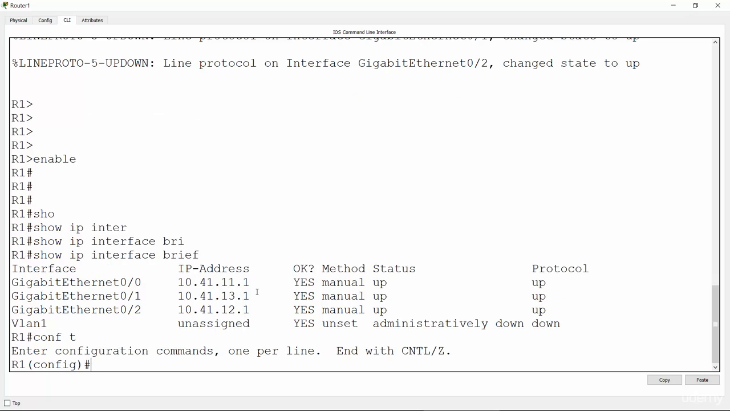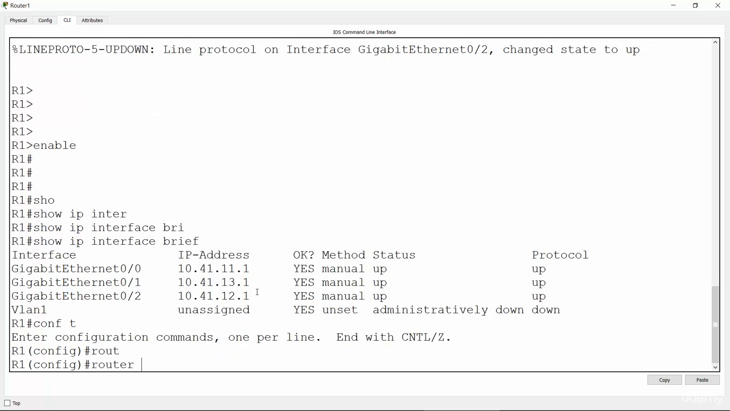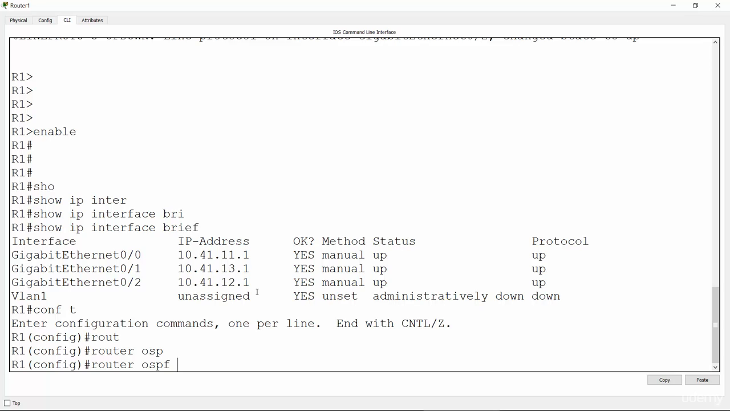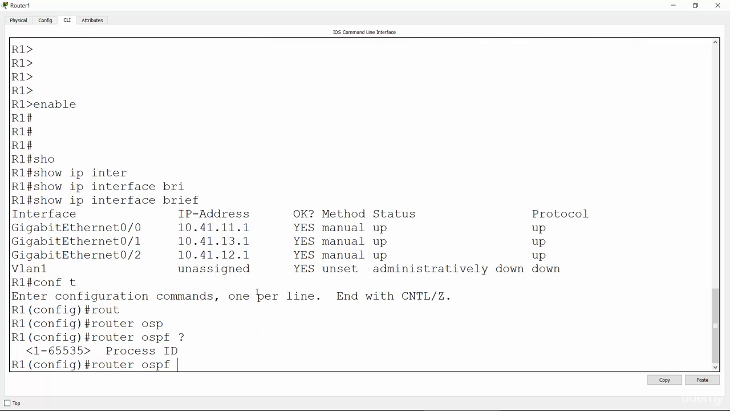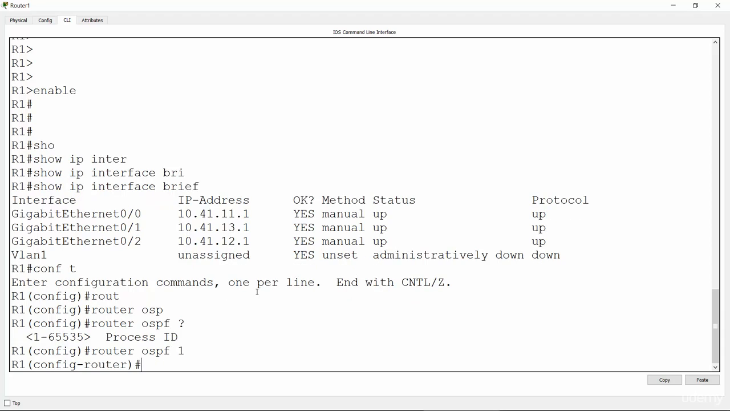Conf t and router OSPF. I need to define a process ID first. This process ID must match on 4 routers for exchanging OSPF routes. In router OSPF, I can use any arbitrary number. I'm gonna use 1. Router OSPF 1.